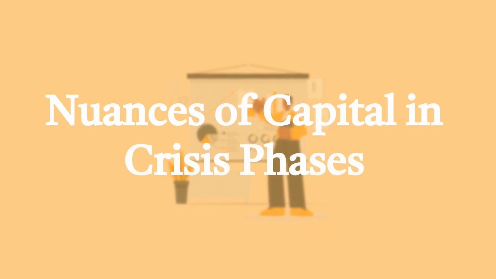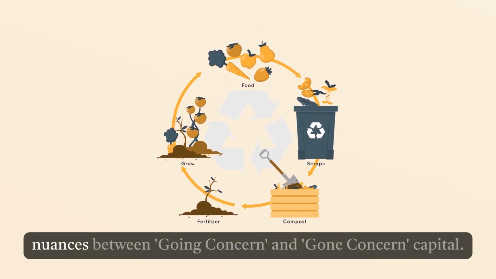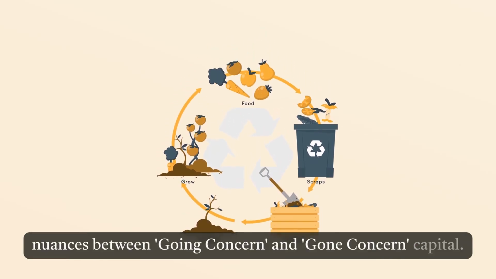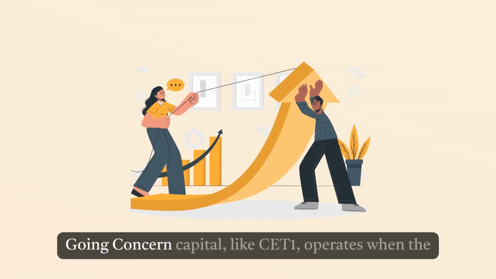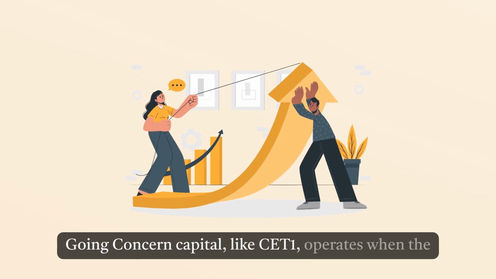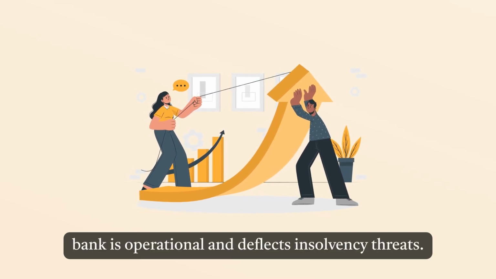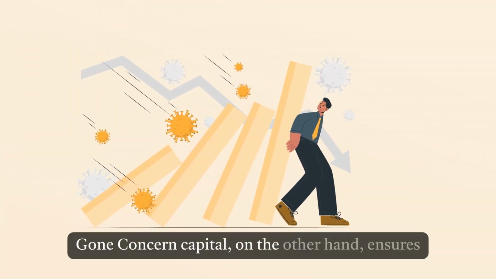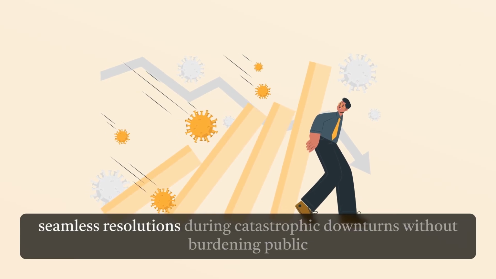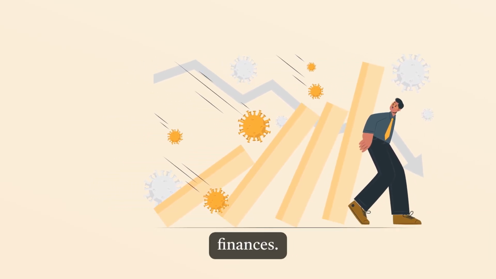Nuances of capital in crisis phases. During a bank's life cycle, we encounter the nuances between going concern and gone concern capital. Going concern capital, like CET1, operates when the bank is operational and deflects insolvency threats. Gone concern capital, on the other hand, ensures seamless resolutions during catastrophic downturns without burdening public finances.